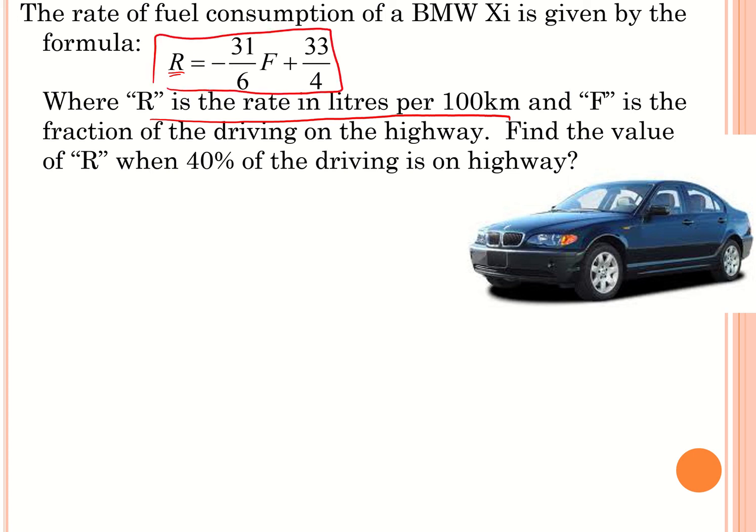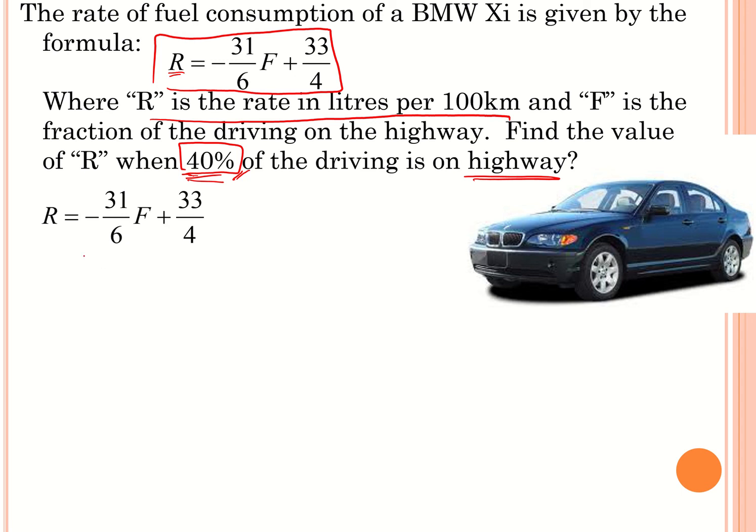The way this formula works is F is the fraction of the 100 kilometers that is being driven on the highway. So what you do is find the value of R when 40% of the driving is on the highway. So this is F, 40%. So 40% of that 100 kilometers is going to be spent on the highway. The reason this matters is because when you're driving on the highway, you're using less gas because there's less stopping and going. You don't need to accelerate and stop as much. Whereas in the city, you have to stop because of traffic and so on. On the highway, you're just coasting at a certain speed.